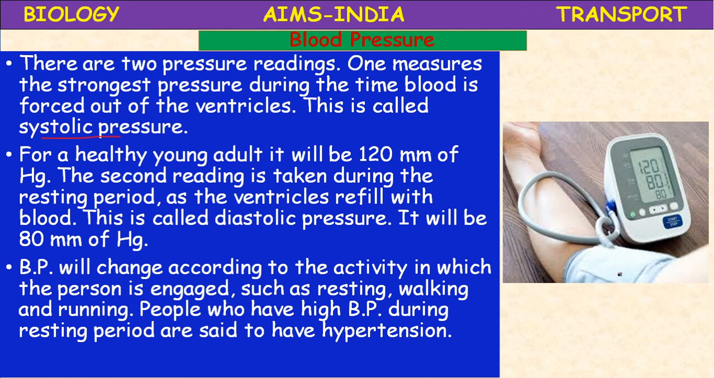So here this is the device, a digital sphygmomanometer, which measures the blood pressure accurately. So 120/80 represents the normal blood pressure, 120 represents the systolic pressure, and 80 represents the diastolic pressure. The numerator is the systolic pressure, the denominator is the diastolic pressure.